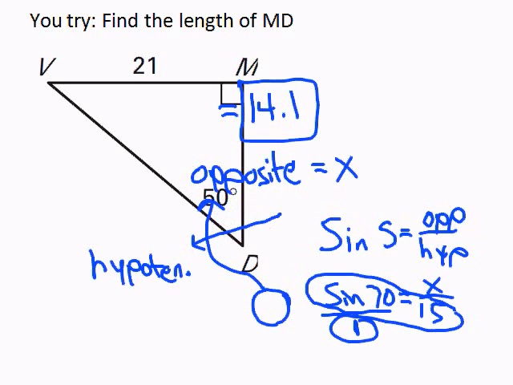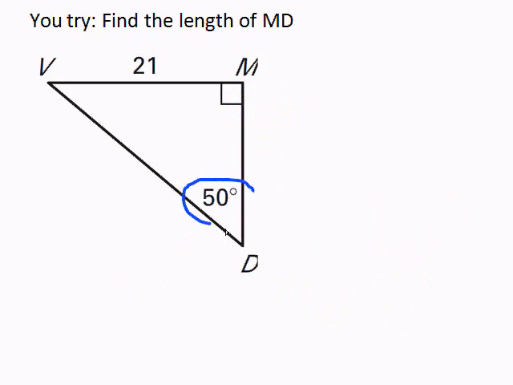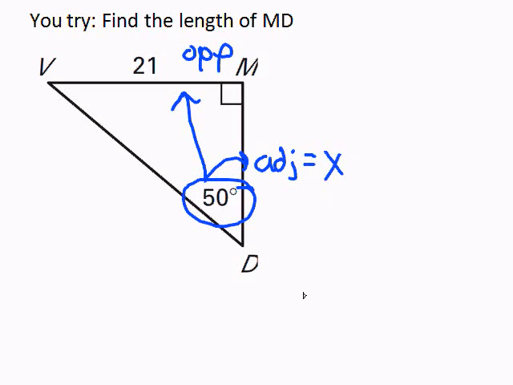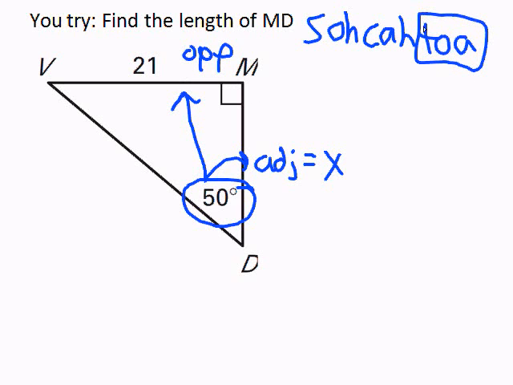Alright, looking at 50 degrees, I notice I have the opposite side and I have the adjacent, which is the side I'm trying to find. I'm going to call that x. Which ratio gives us opposite and adjacent? Looking at our acronym, SOHCAHTOA, we notice that opposite and adjacent, or OA, occur with TOA.